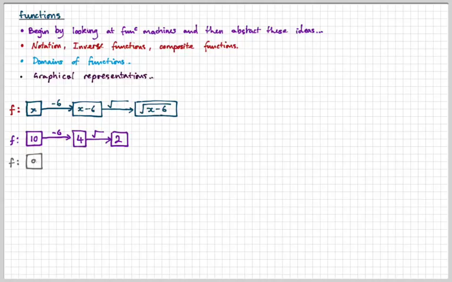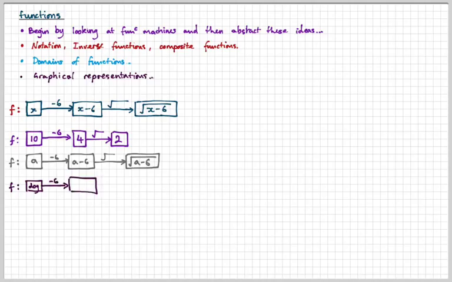So maybe you could complete what it does for a. Maybe pause the video. So a, it subtracts 6, so you get a minus 6, and then you square root that. So when you put a into the function machine, you end up with the square root of a minus 6. What does it do to dog? Pause the video. So it takes dog, it subtracts 6 to give you dog minus 6, and then square roots that.